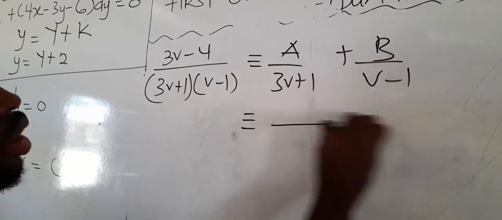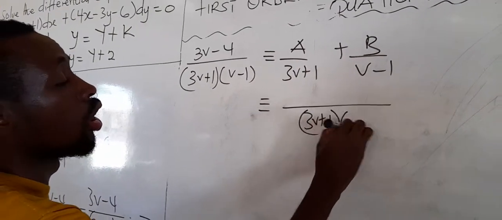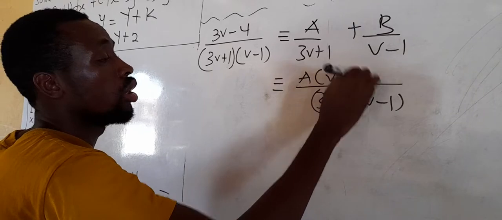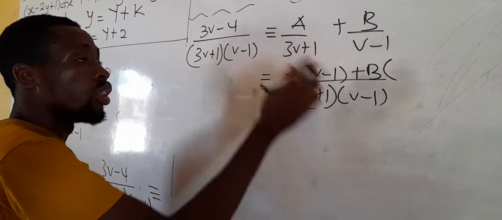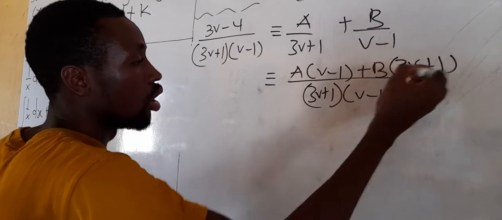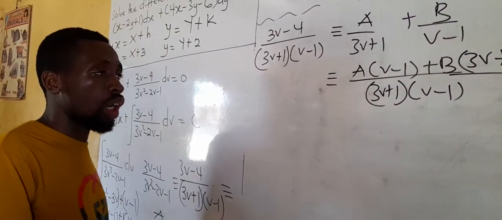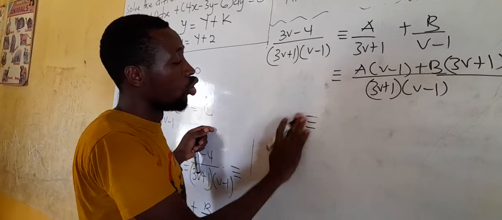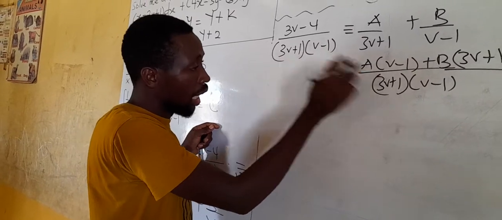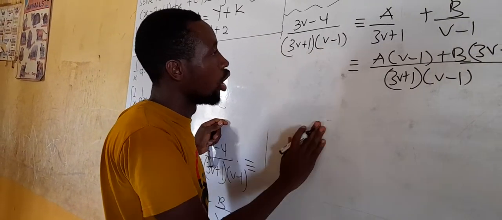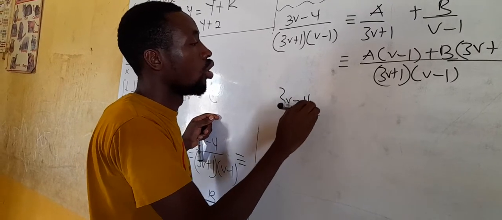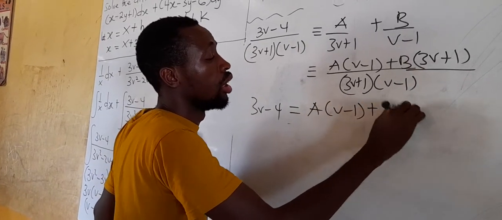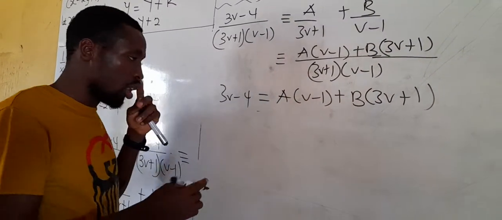The LCM will be (3v plus 1)(v minus 1). So this goes here to be A(v minus 1) plus B(3v plus 1). This is very usual, right? We see that the denominators are the same, so we equate the numerators. We say 3v minus 4 is equal to A(v minus 1) plus B(3v plus 1). Now we solve this.